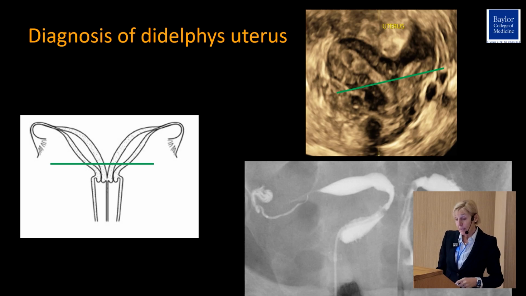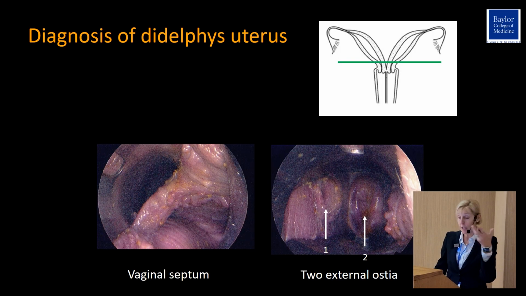In this case, what you see is a vaginal septum, because didelphys uteri many times have vaginal septi or even completely separate the vagina. You can see the two external ostia of the two cervices that are still attached. But in this case, again, this is not a septum. These are two separate cervices.